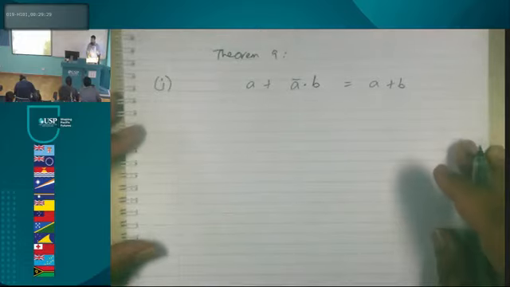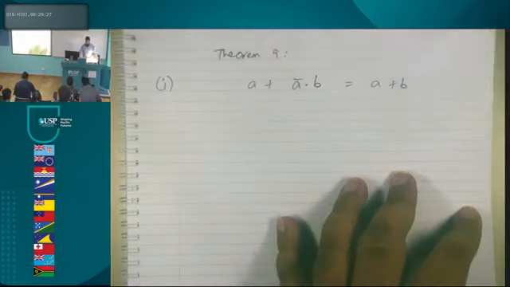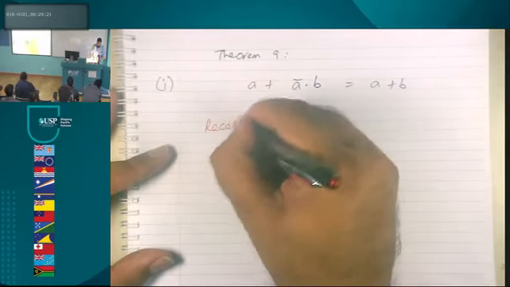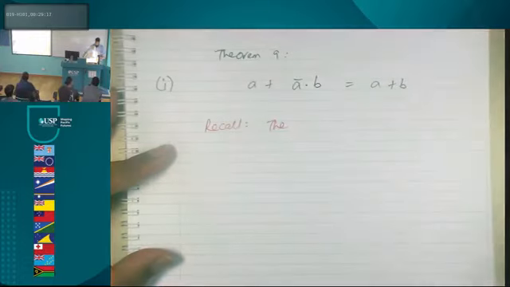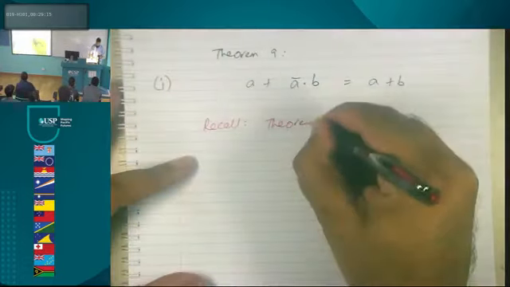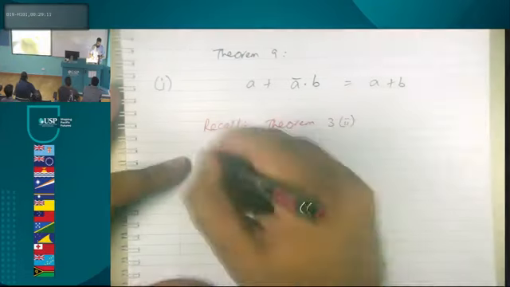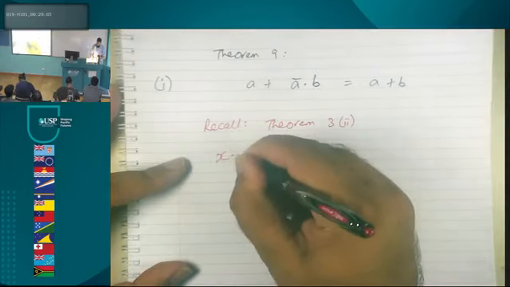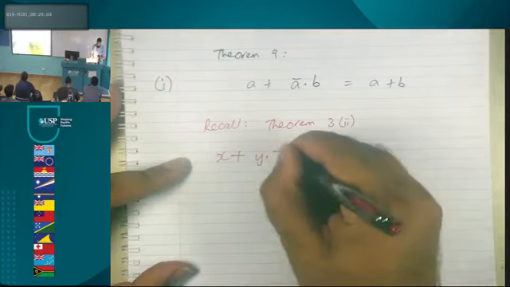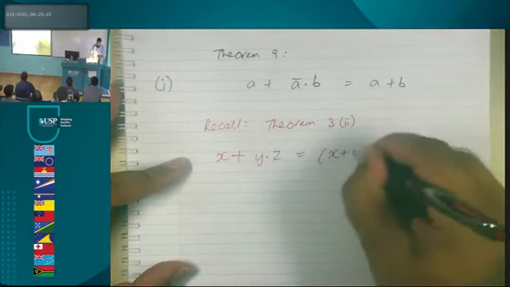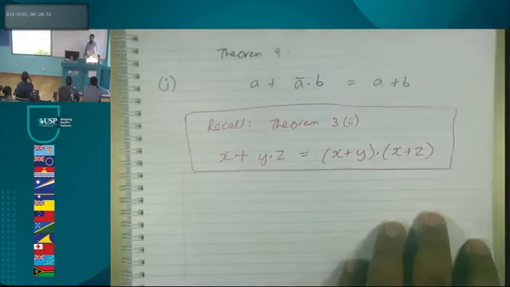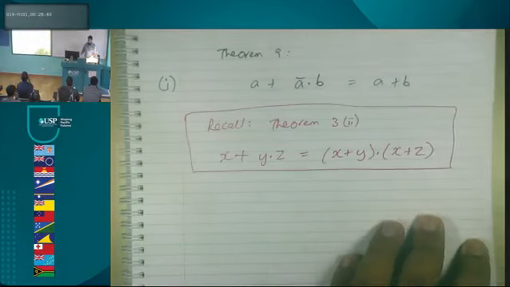Set? Okay, how do we prove it? Now, this is the key element here, guys. Which one should we use over here? So maybe recall theorem 3 part 2. What does it say? Theorem 3 part 2. It was x or yz is the same as saying x or y, x or z. Remember this one? Well, maybe I gave it to you in terms of A and B, but it's the same thing.